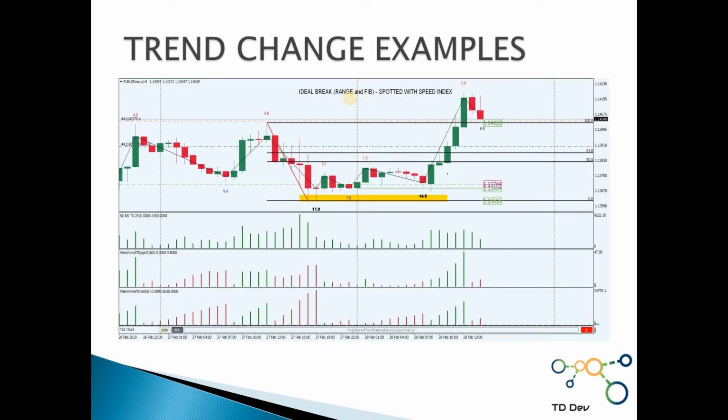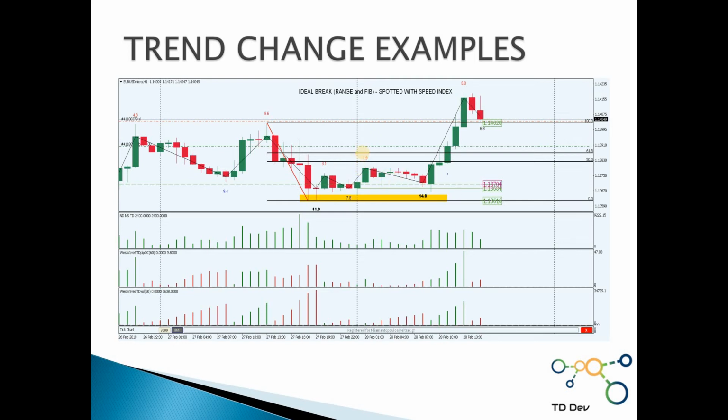This is an ideal break, and it's a break of a range on Euro USD, and it's spotted with the speed index. So in this case we are in a ranging environment. We're looking at the speed indexes 4.8, 9.4, 9.6, then we go to 11.9, then up 3.1, 7.8, 1.9, 14. So the down waves here have a high speed index, which means again that smart money is buying on the down moves.